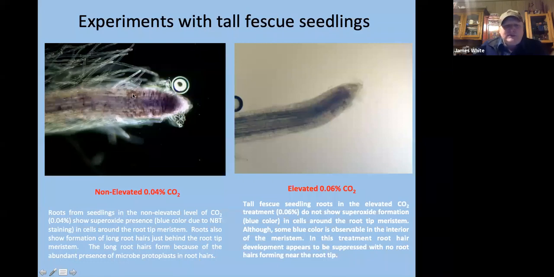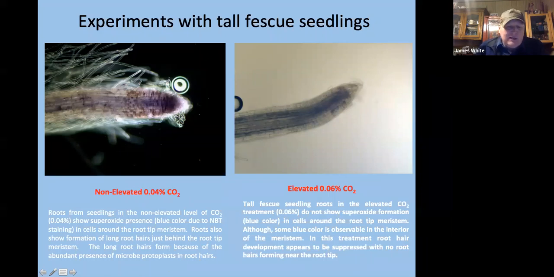Okay, and so this shows tall fescue seedling, and you can see the one to the left. This is in regular air. You can see all the superoxide, the purple there, all around the tip where those microbes are being hit with superoxide, and you can see it has long hairs there. And the one to the right was grown in elevated carbon dioxide, and you can see there's not a lot of blue there. There actually is in the center some blue, but all the superoxide is being suppressed around the surface, and the surface is where the microbes are. That's where they're being processed. So you don't see any there. And also notice you don't see the hairs, not like you see over here.